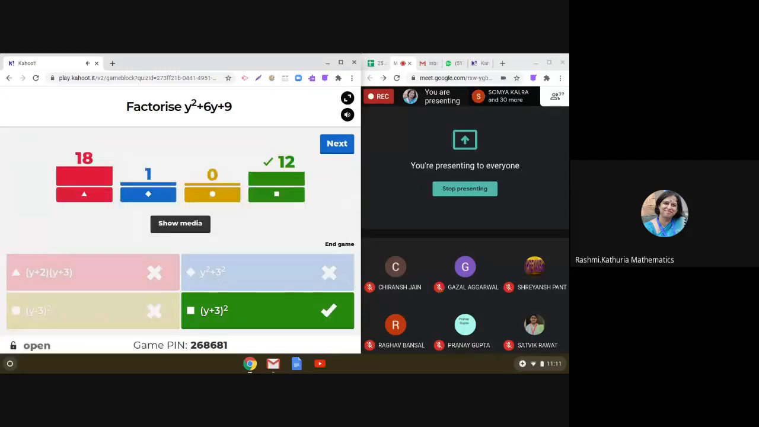Great going. So you can see here that the correct answer is y plus 3 whole square. That is y square plus 6y plus 9. Sometimes you have to think in a backward way. It's not necessary that you have to solve a question. You can check the answers and quickly choose the right one. That is also one of the strategies of attempting multiple choice questions.